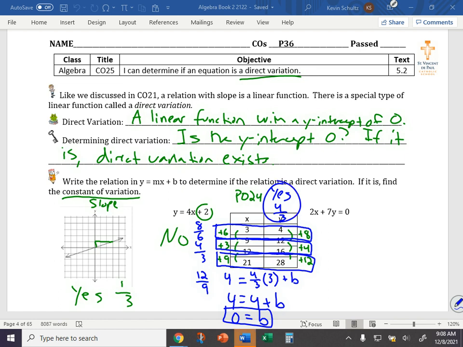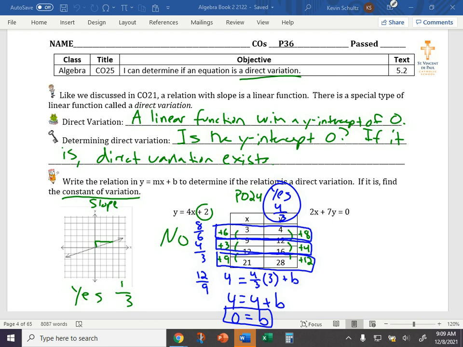Okay? So that's basically what you're doing today. You're looking at whatever type of relation it is, graph, equation, table. You're determining whether or not direct variation exists. Basically, is the y-intercept 0? Okay? Questions? Can we go over 2 more? Maybe not entirely, but yeah, we can talk about it.